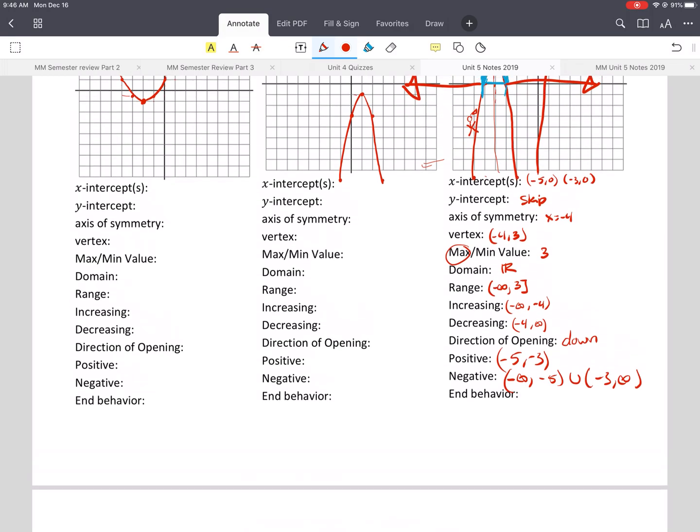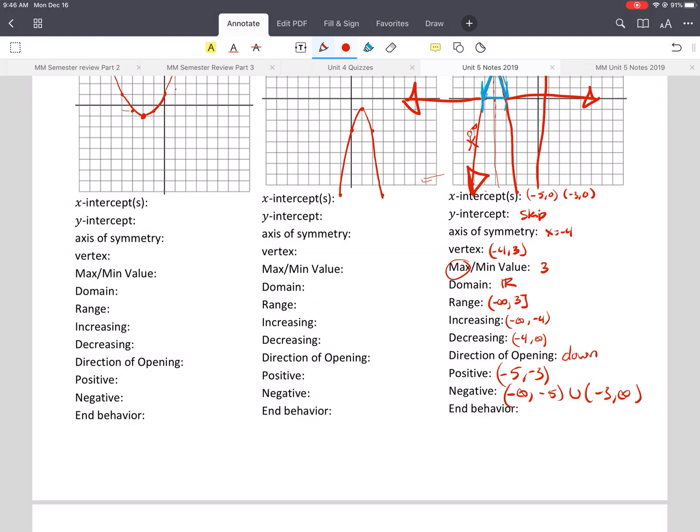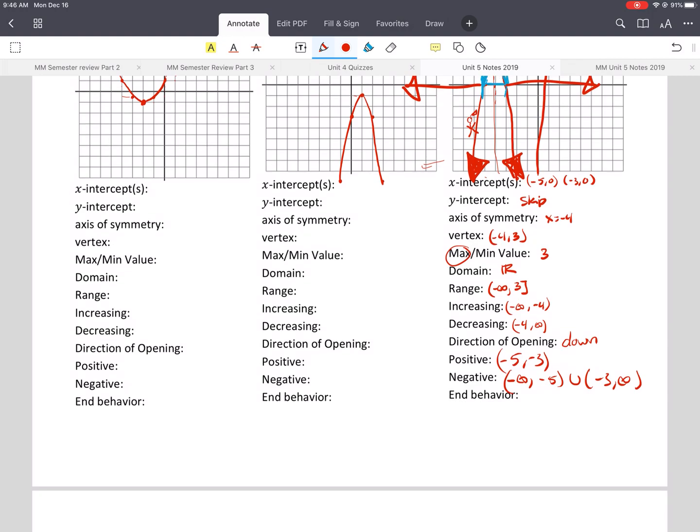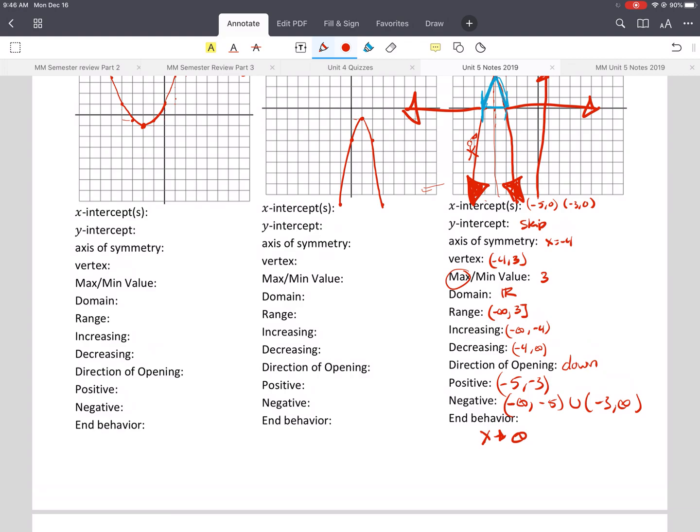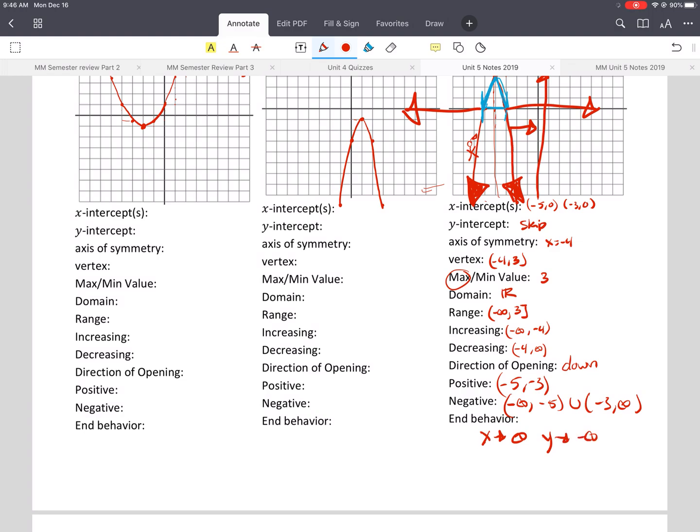End behavior. Again, we're trying to see which direction the ends are going. As x goes to infinity, so as we go this direction, what direction does y go? Y goes to negative infinity. And as x goes to negative infinity, so if we go this direction, what direction does y go? Again, it goes down to negative infinity.